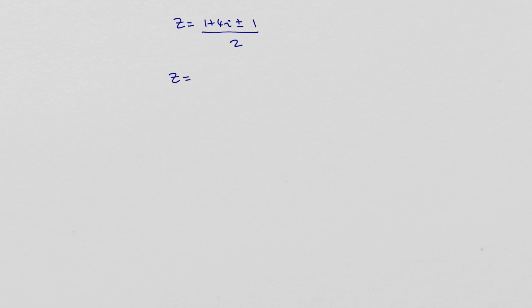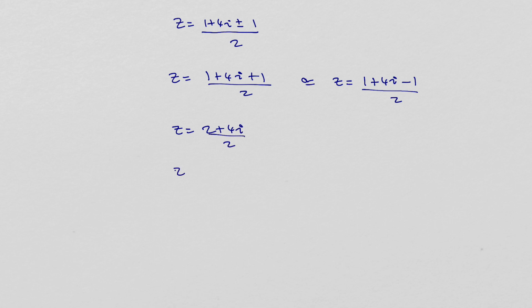So in other words, my two roots are simply 1 plus 4i plus 1 over 2, or 1 plus 4i minus 1 over 2, and that gives me 2 plus 4i over 2. And if I divide everything by 2, that gives me 1 plus 2i as my first root. And then my second root, well, 1 minus 1 is just 0, so I'm left with 4i divided by 2, and 4i divided by 2 is 2i.